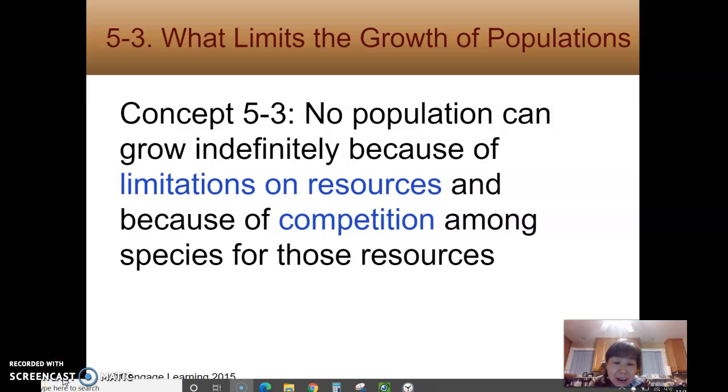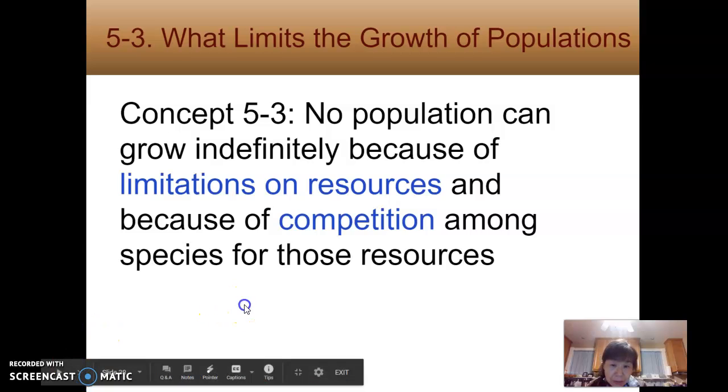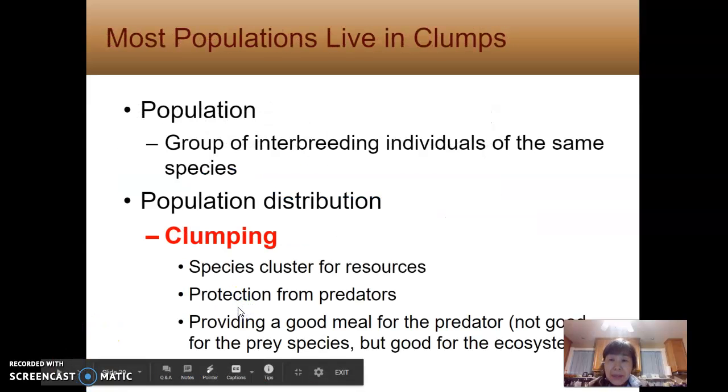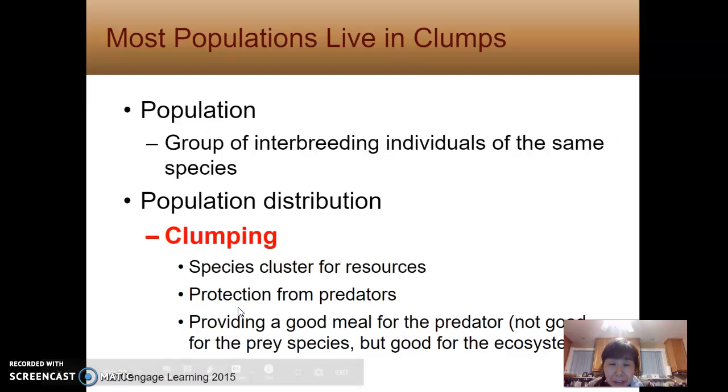Okay, now we are looking at the last section of Chapter 5. What limits the growth of populations? So the concept is no population can grow indefinitely because of limitations on resources and because of competition among species for these resources. Okay. And then most populations, they live in clumps.